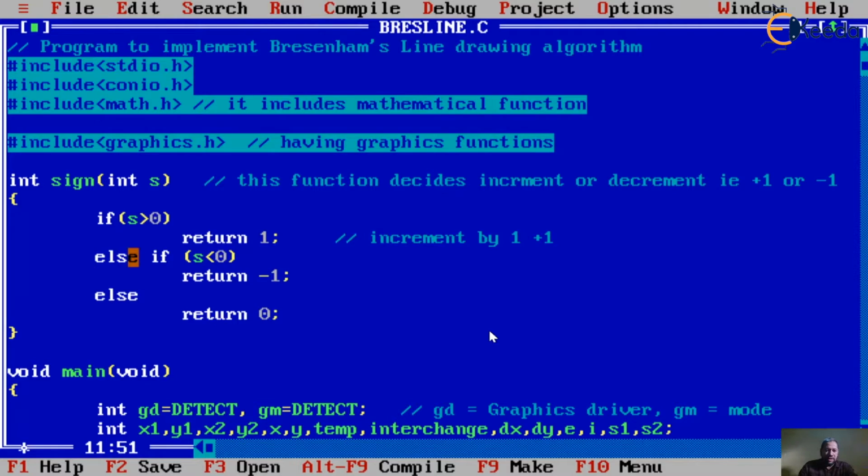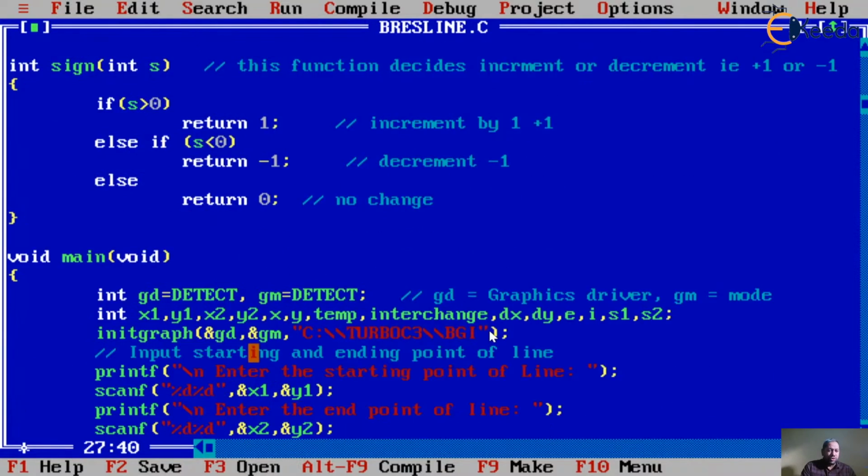Else if the value of s is less than 0, meaning it is negative, what I have to do is decrement, or rather we say it is -1 value. Decrement. Else return 0. Return 0 means no change. I may have the past value, maybe x2 minus x1 may be the same, or maybe y2 minus y1 may be the same. So this is what our sign function is.